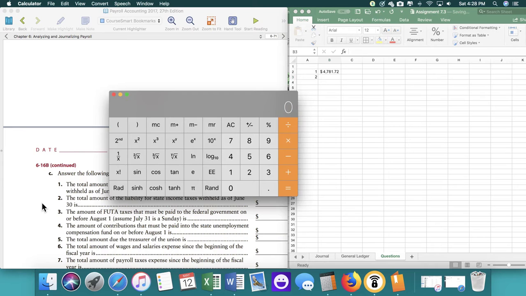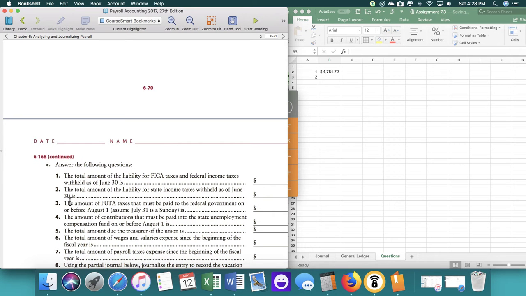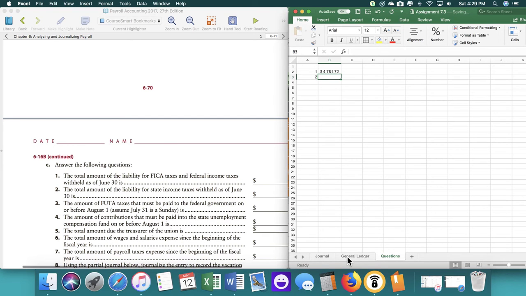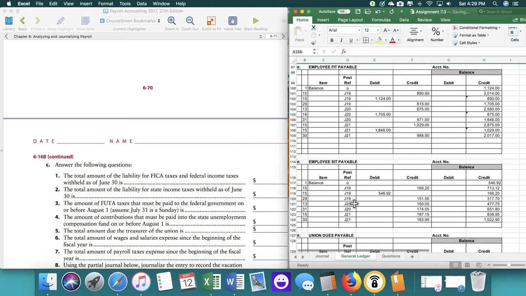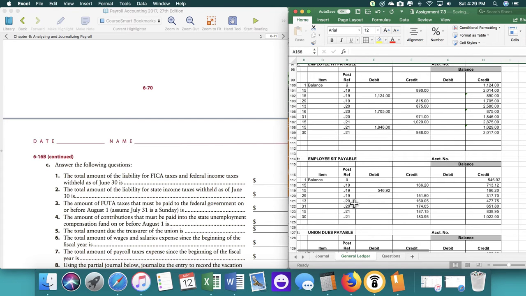Question 2 is asking us the total amount of liability for state income taxes withheld as of June 30th. So we're going to go to SIT, and it is 1022.90.